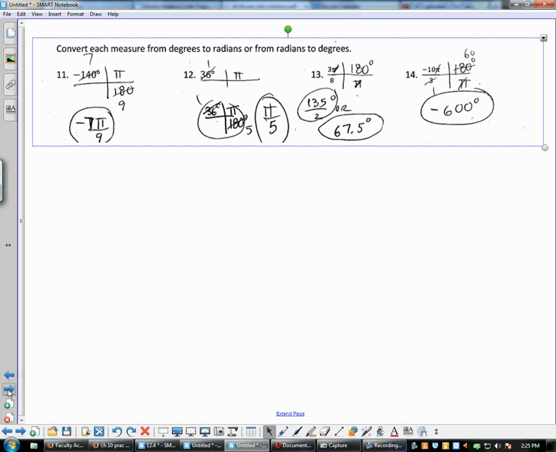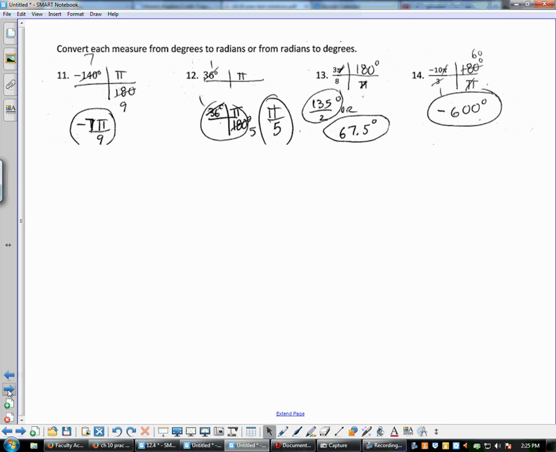Number 11. Oh, by the way, we're skipping number 10, so don't worry about number 10. Number 11, you're converting each from degrees to radians or radians to degrees. And we do not want decimals. All right, we want an answer in terms of pi for 11 and 12. And we want, well, I guess decimals are okay for 13 and 14.